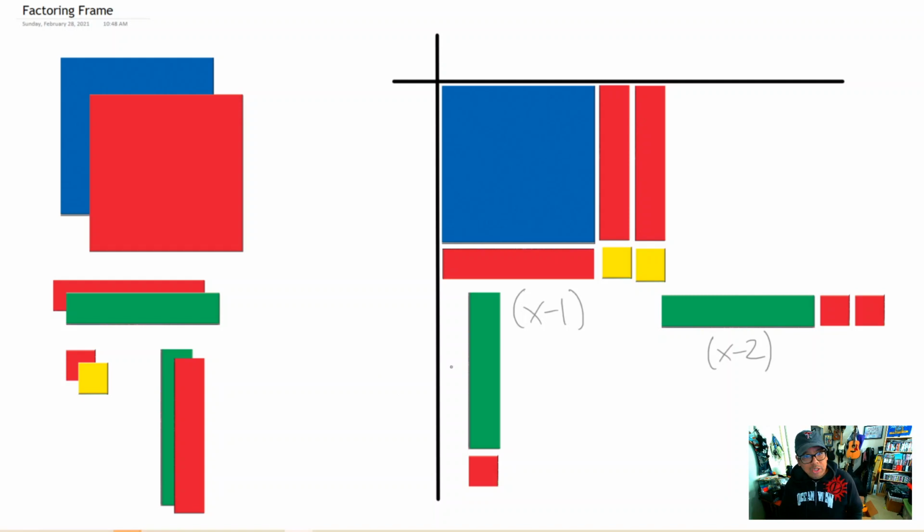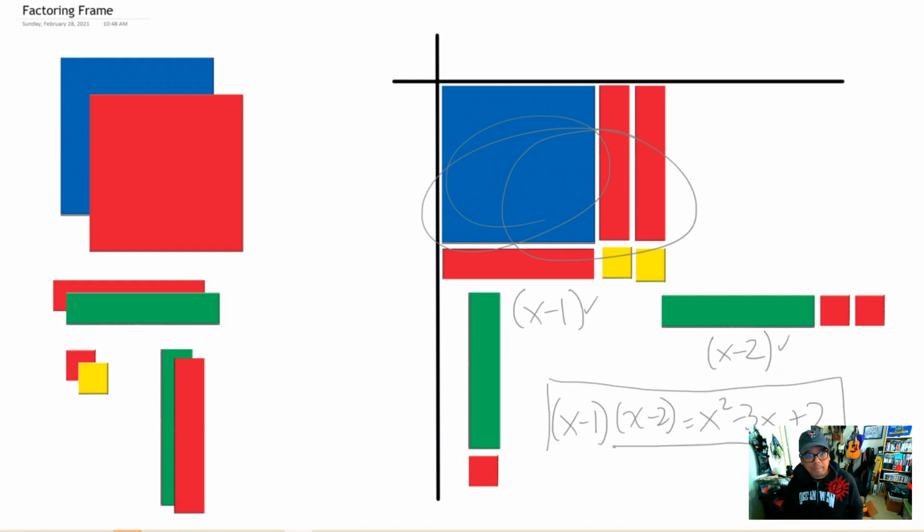So the equation that we have here then is x minus 1, which is this, multiplied by x minus 2, which is this, is equal to all of this, which was x squared minus 3x plus 2. That is our factored form.